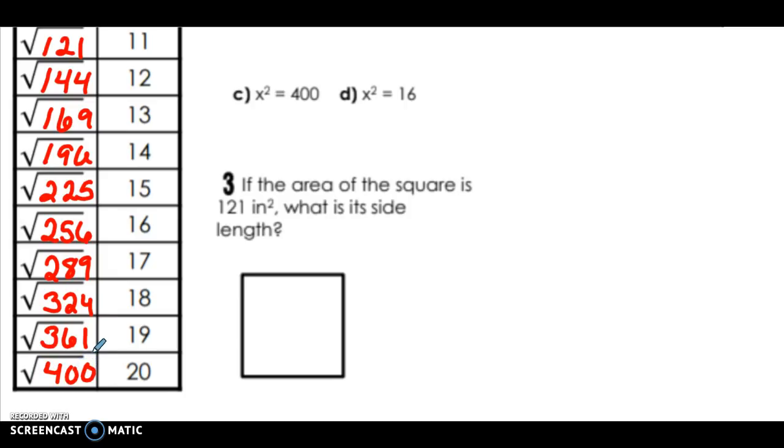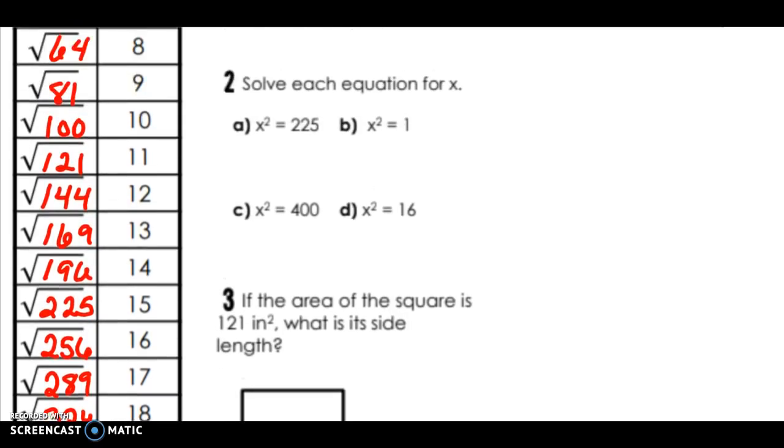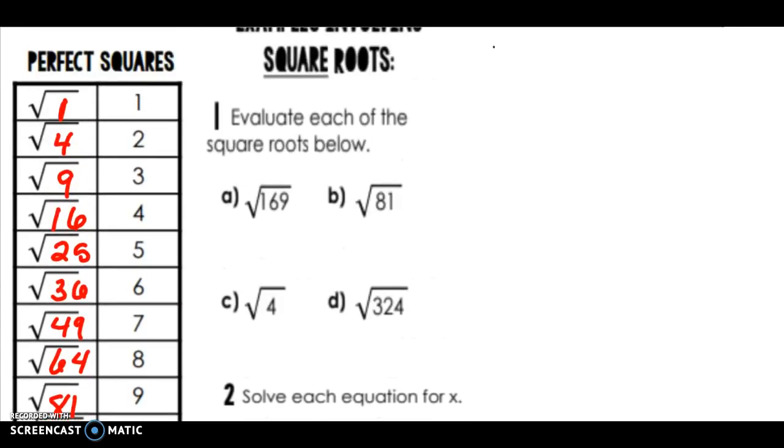Now, if you have this in your notebook, you don't have to go through and recalculate these. You could calculate them by hand by multiplying if you needed to, but if you have them in your notebook, you don't have to do that anymore. So now we're going to evaluate the square roots below.